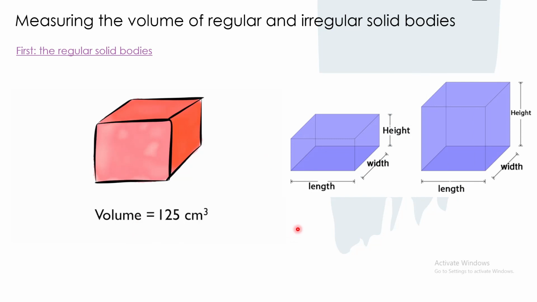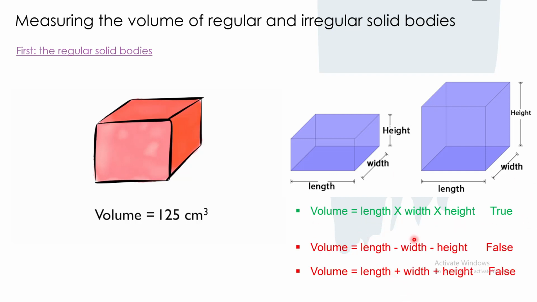Then the law is that volume equals length times width times height, and this is the true law, and the only right law is that volume equals length times width times height.